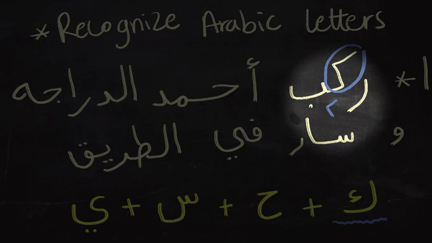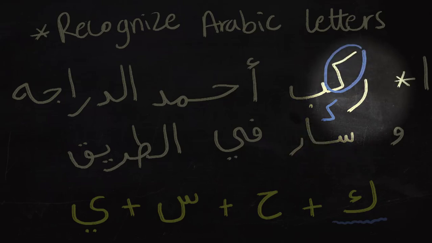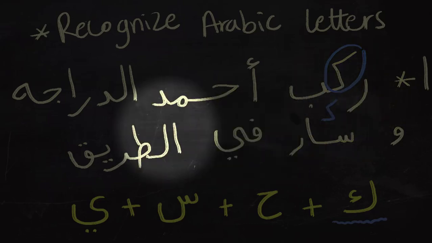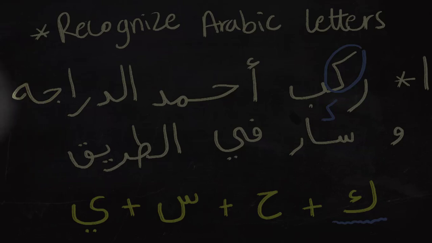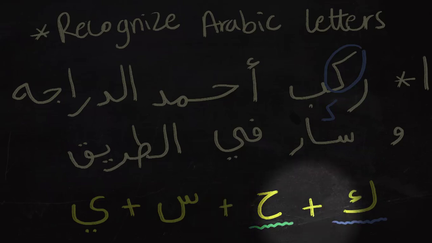Here, in the word rakaba, is kaf at the beginning of a syllable. We can't attach it to the ra from this side because we can't attach anything to the ra from the left side. Next up is the letter ha.